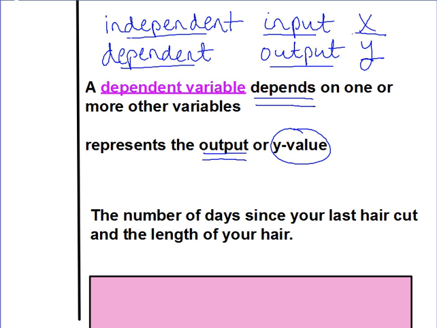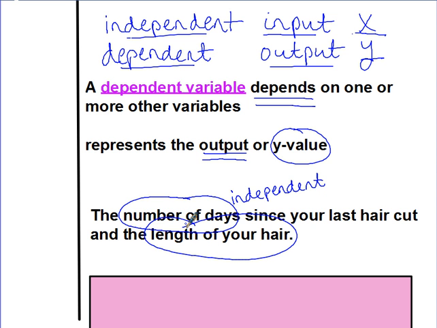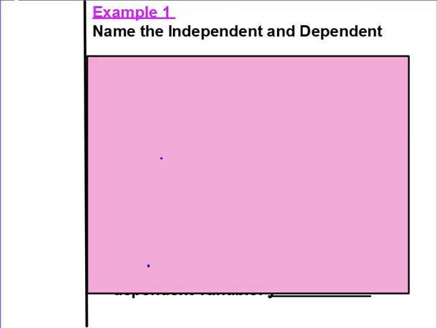You should say that the number of days since your haircut is the one that you get to choose. You can decide if you're going to go 30 days, 60 days, 90 days, however long. This is the one you get to choose. So that's the independent one. Now what that's going to do though is it's going to affect the length of your hair. This is going to be the dependent one. It depends on the number of days since your last haircut. So let's go through some more examples.